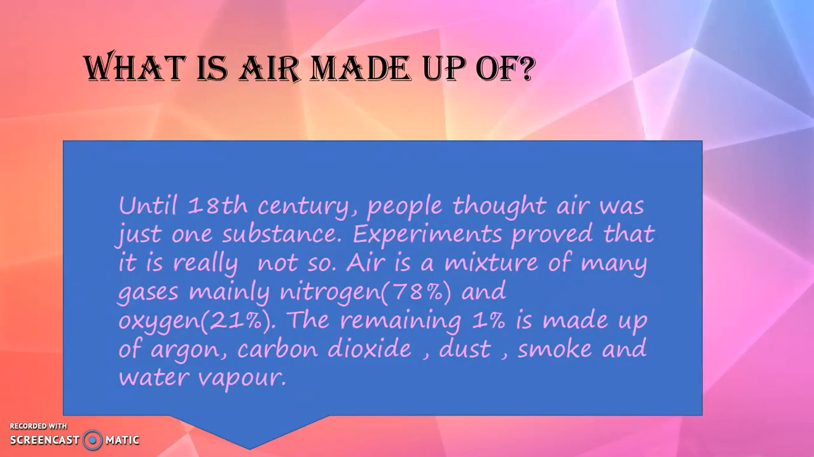What is air made up of? Until the 18th century, people thought air was just one substance. Experiments proved that it is really not so. Air is a mixture of many gases, mainly nitrogen, which is 78%, and oxygen, which is 21%. The remaining 1% is made up of argon, carbon dioxide, dust, smoke, and water vapor.